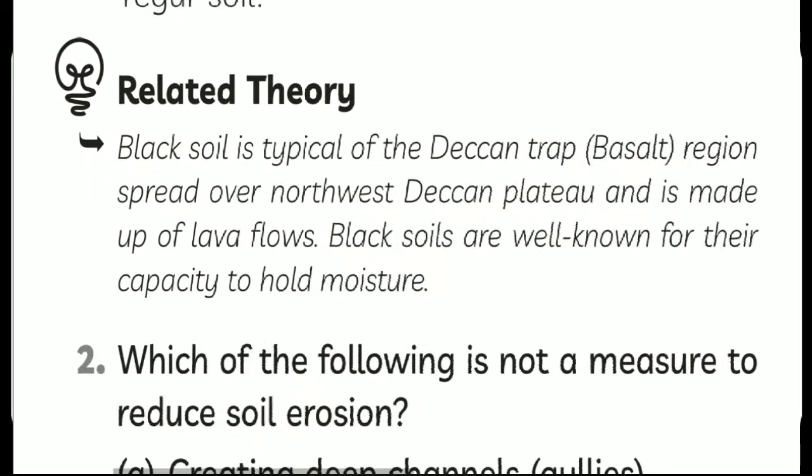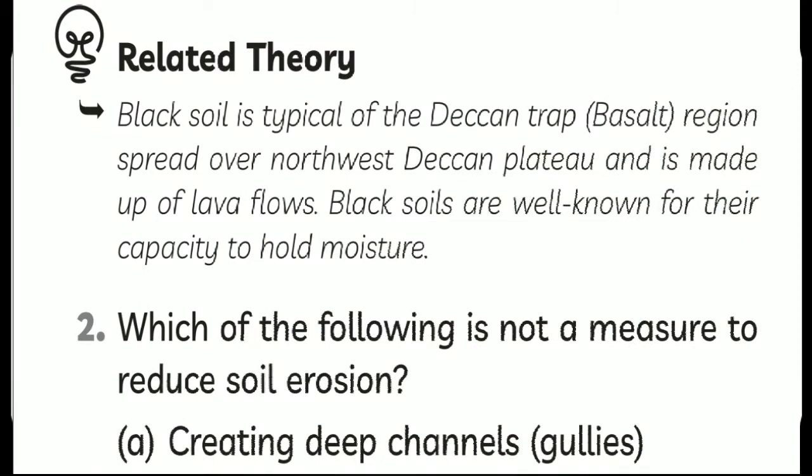Now the related theory to this question is, black soil is typical of the Deccan Trap basalt region spread over the northwest Deccan Plateau and is made up of lava flows. Black soils are well known for their capacity to hold moisture.